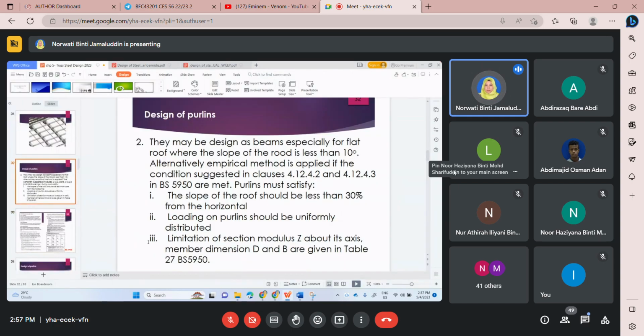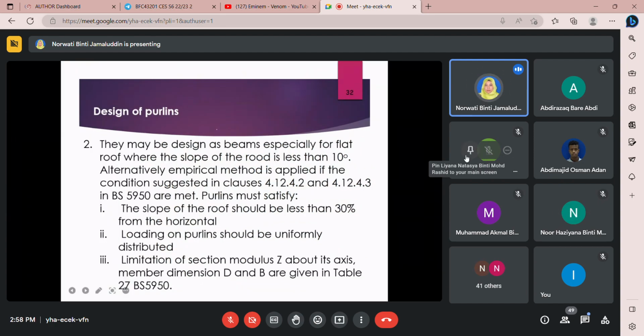Okay. So we continue with the design part. Like I said, purlin is like a beam. I know that you still not learn how to design beam, but you already learn during the structural design. Betul tak? Kan? Ada belajar beam design during structure design? Subject structure design? Ada tak? Ada. Ada buat.